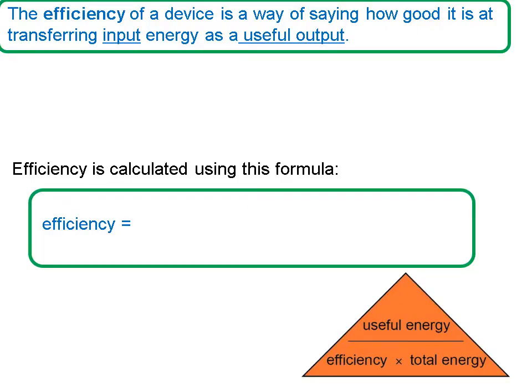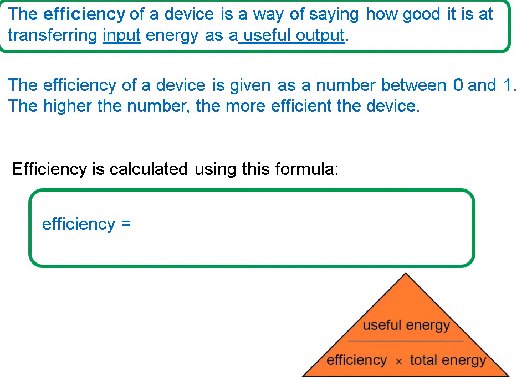So at the top of this slide we've got a definition for efficiency, and it's a way of measuring how much of the input energy is transferred to the useful output energy, but we can actually calculate it as well and give efficiency a number. The efficiency always has a number between 0 and 1 because you can't get anything that's 100% or more than 100% efficient. So it's always going to be a decimal, between 0 and 1.